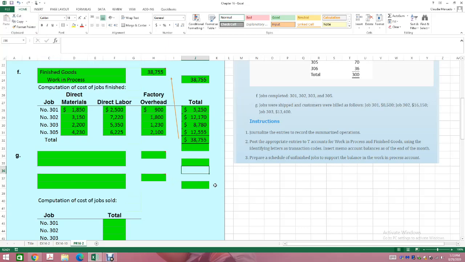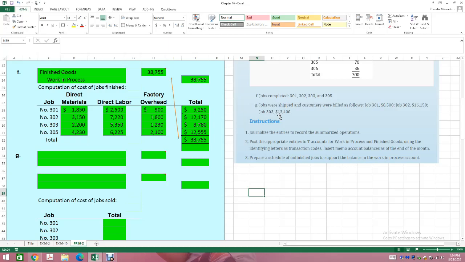Okay, so now the next component is letter G. Now, here they're telling you jobs were shipped and customers were billed as follows. So you got your jobs, you shipped them out, and you billed your customers. Your customers haven't paid you yet, but you've already billed them and you've already shipped them the goods. Okay, so the jobs were finished and shipped to your customers, and you billed for job 301, $8,500, for 302, $16,150, and for job 303, $13,400.